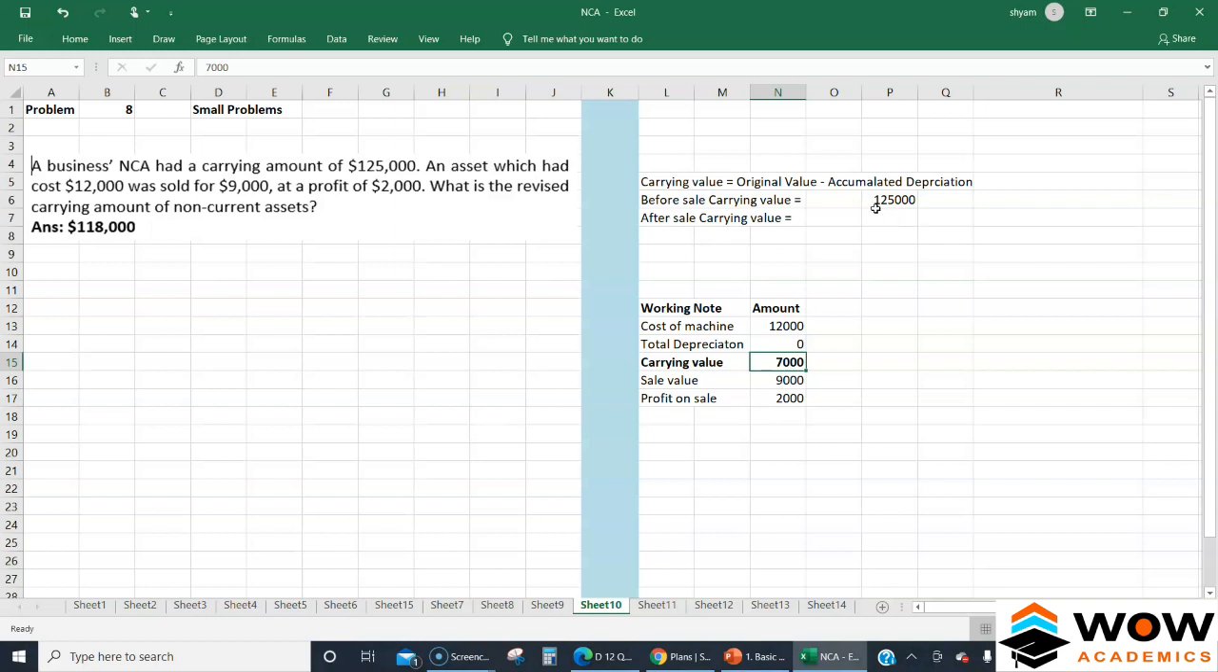So we can take this number. The carrying value of the sold machine is 7,000. This 7,000 has been moved out. So how much would be left? The left would be 118. Again, these are trick kind of questions, so you have to know how the numbers work properly, then only you can do these tricky questions. So we'll move on to the next one.